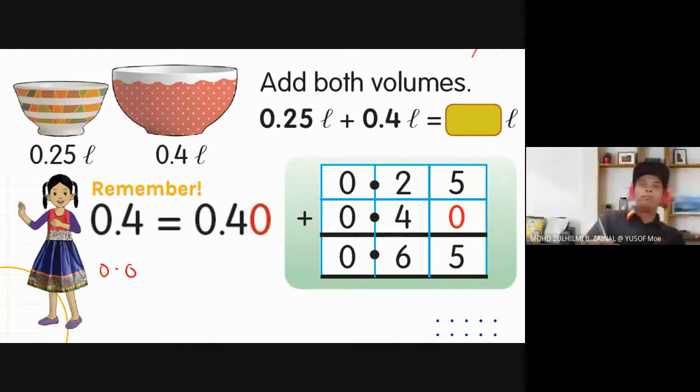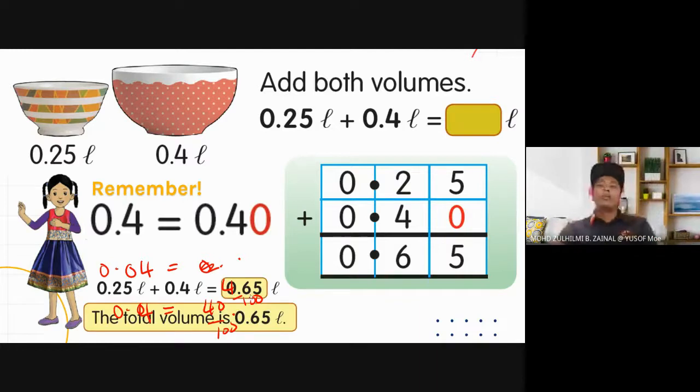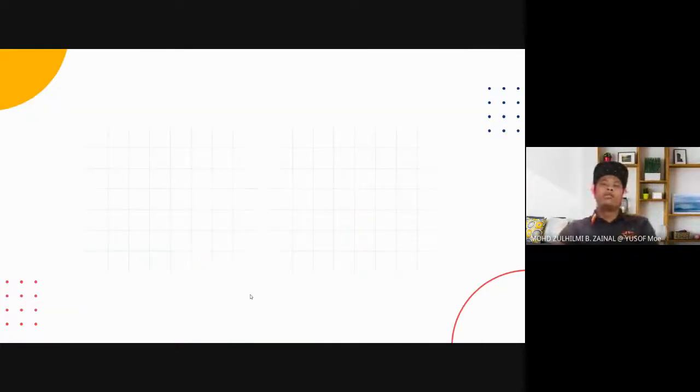0.04 is 4. Kalau 0.4 is 40. So 40 of hundreds. Ni 4 of 100. So jangan keliru. Okay, next. Total volume is 0.65. Tu cara nak tulis jawapan dia.